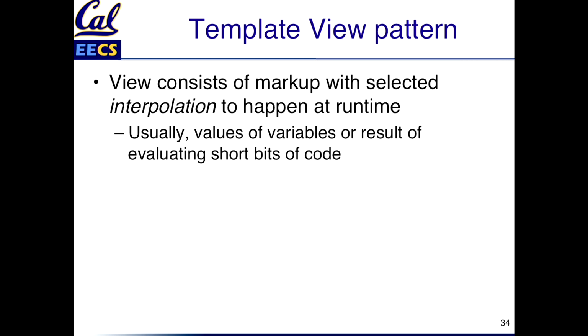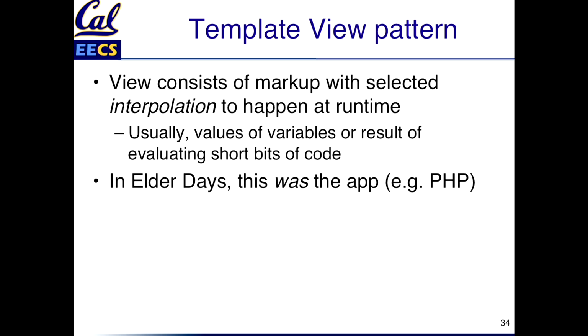In the template view pattern, basically you have a view that consists of a certain amount of fixed markup, stuff that does not change no matter what the request is. And then at runtime, you interpolate selected data into that view template. So for example, there might be a generic template for displaying information about a movie. And then at runtime, whichever specific movie is chosen, that information gets substituted in or interpolated in. So one example is you have a bunch of variables, and the values of those variables get instantiated into the code or into the template at runtime. You might have little short bits of code that are embedded in the template.